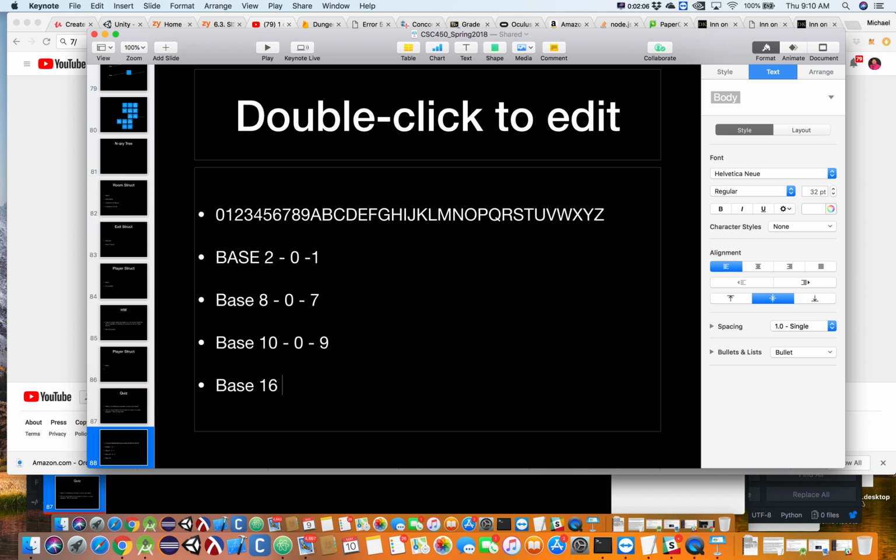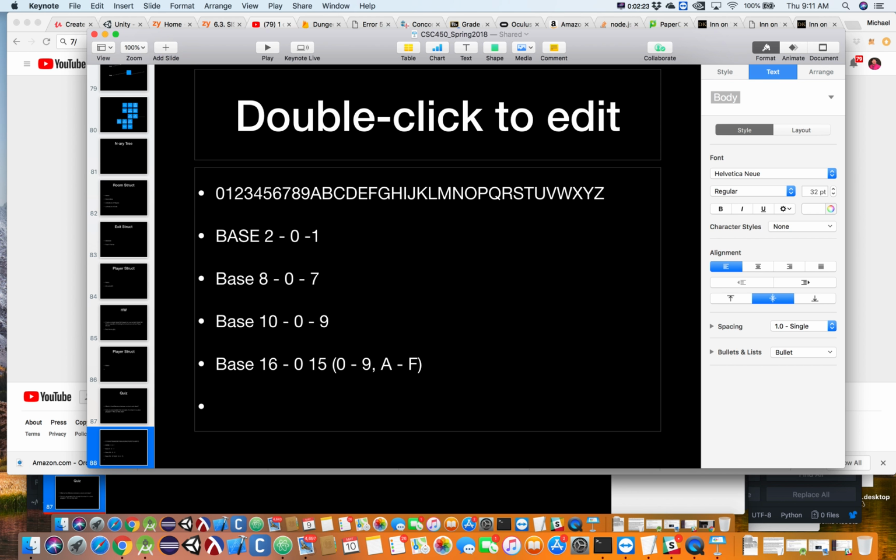Base 16, which is hexadecimal, legal digits are 0 to 15, or we look at it as 0 to 9 and then A to F. Those are the legal digits you can use in those bases. Does that make sense? Okay, so those are kind of common bases, but we can randomly pick a base. I could say base 5, which isn't a base that we commonly use. And what are the legal digits in base 5? 0 to 4. All right, so that all makes sense?